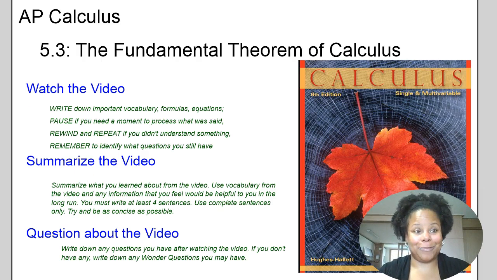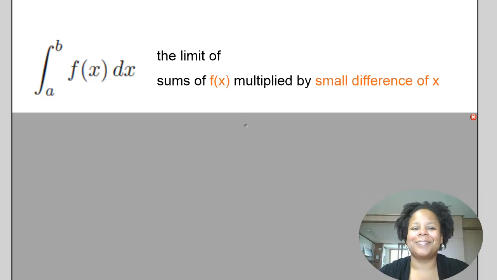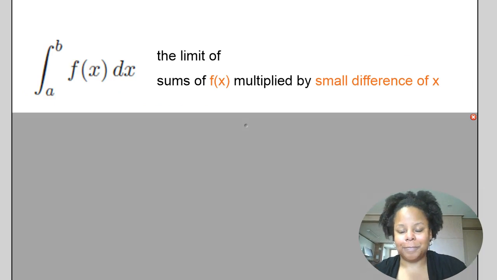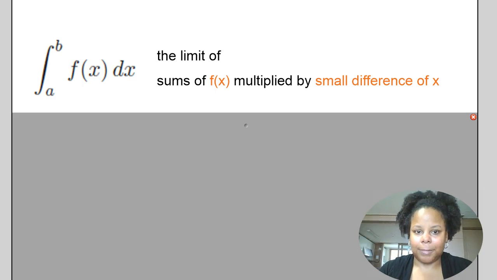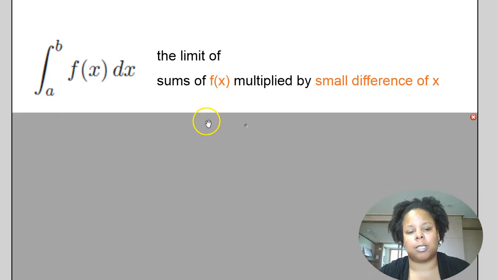All right, let's begin. So if you recall last video, we were talking about the area of a function between the x-axis and the function on a set interval. And we said that a way to determine that value is to find the limit of a whole bunch of sums, and we call them Riemann sums.